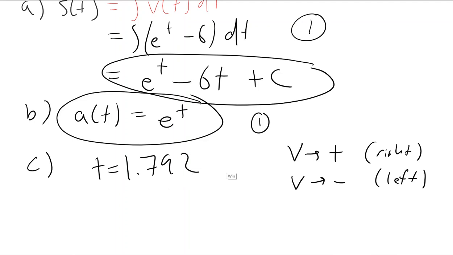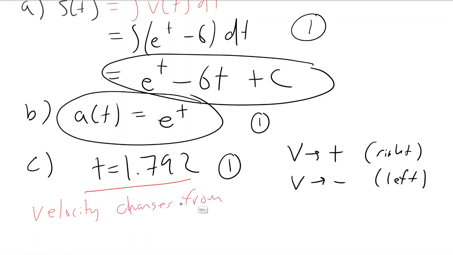I would say you probably would get 1 point for that. It doesn't say justify why, but I suspect they probably want to know that. So my guess would be the other point would be that this is where velocity changes from negative to positive.